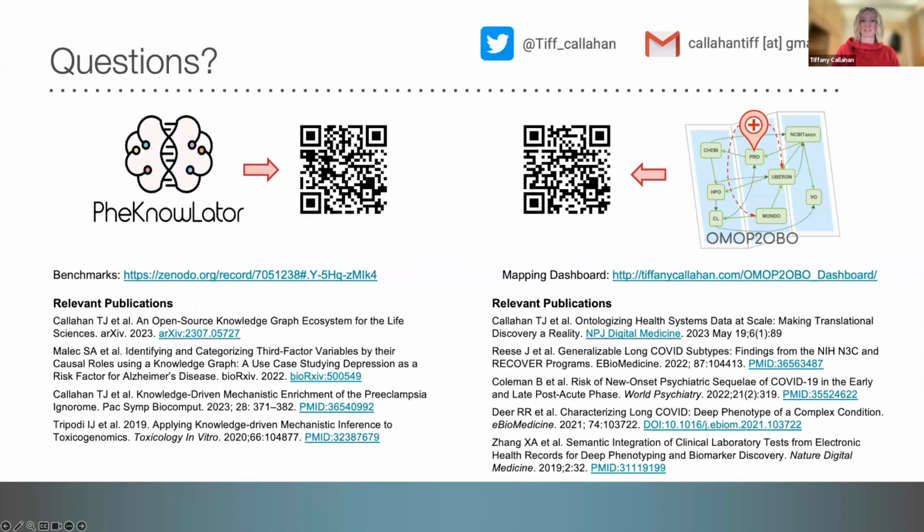And this slide provides some QR codes, the associated GitHub repositories, and then some relevant publications from the 2 resources that I described to you today. And thank you so much for your time.